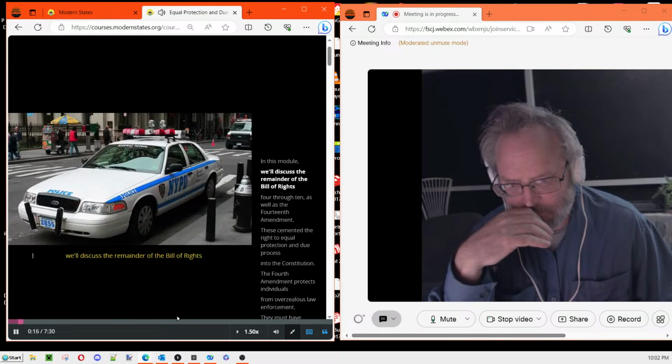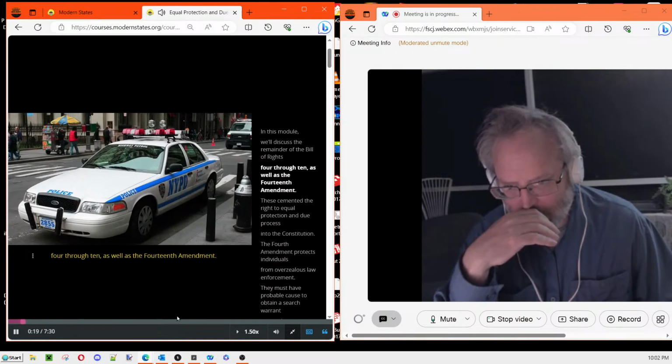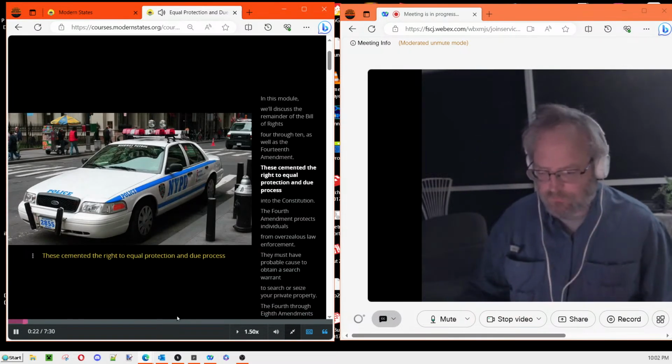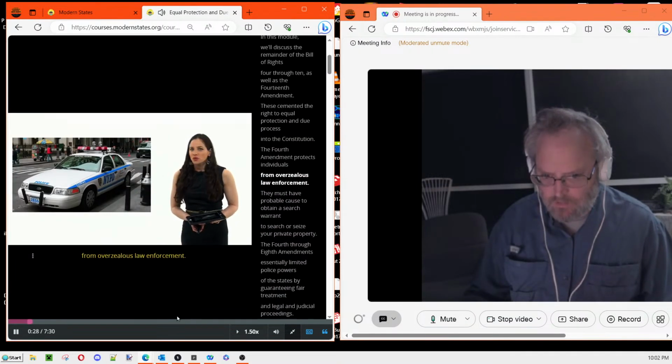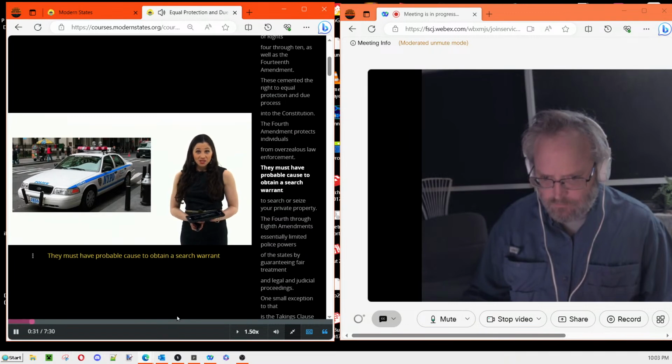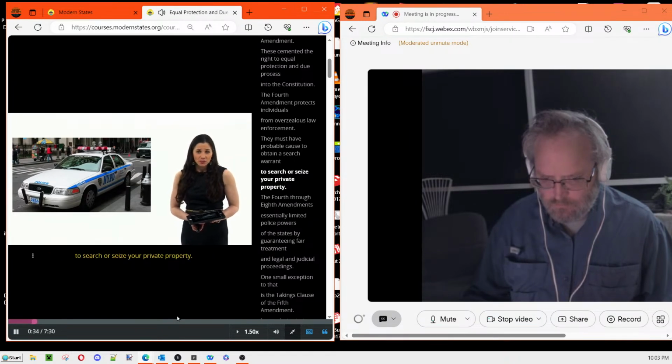In this module, we'll discuss the remainder of the Bill of Rights, 4 through 10, as well as the 14th Amendment. These cemented the right to equal protection and due process into the Constitution. The Fourth Amendment protects individuals from overzealous law enforcement. They must have probable cause to obtain a search warrant to search or seize your private property.